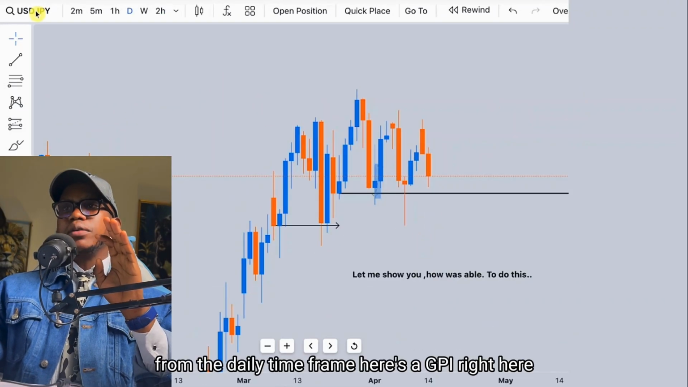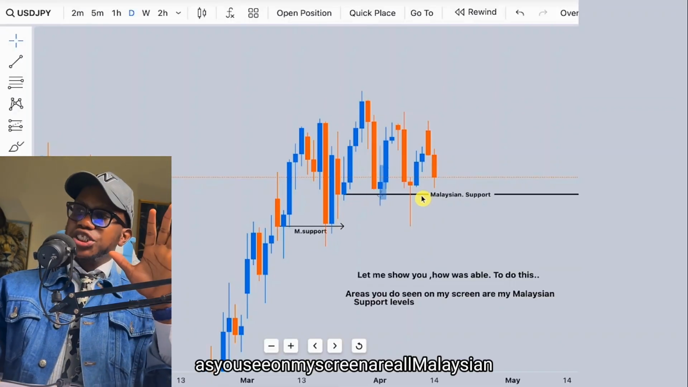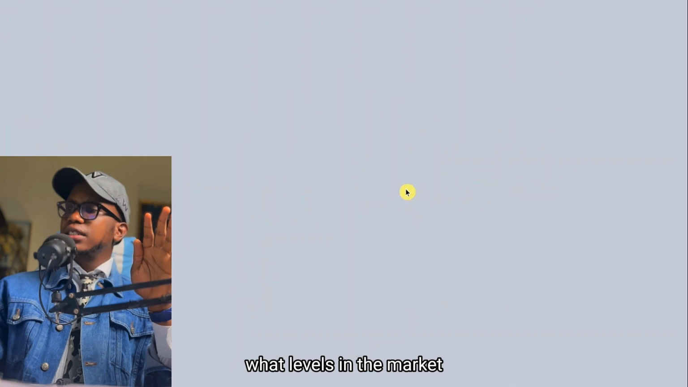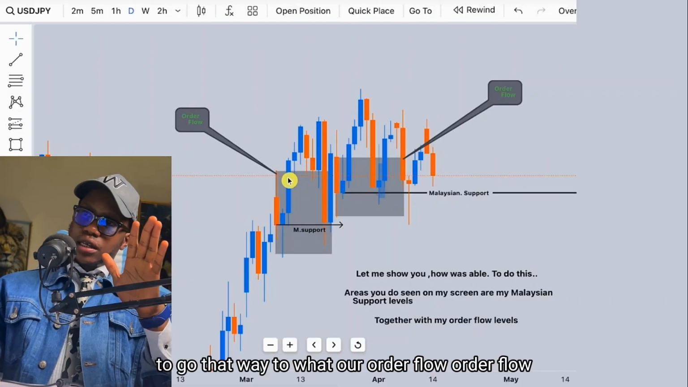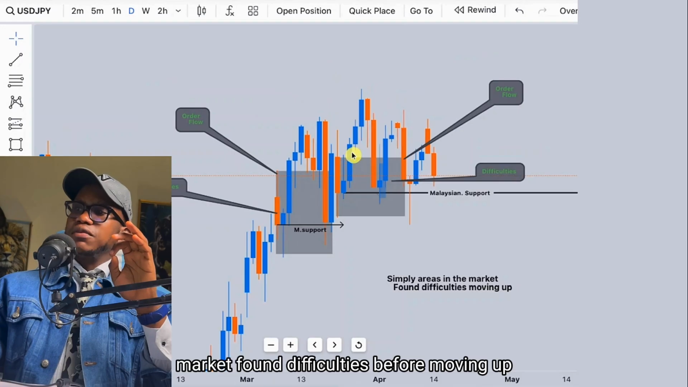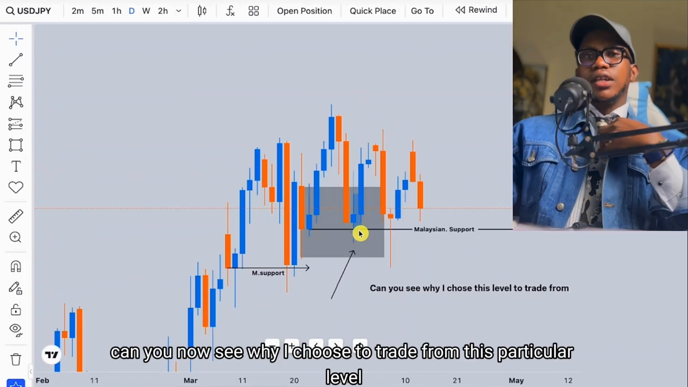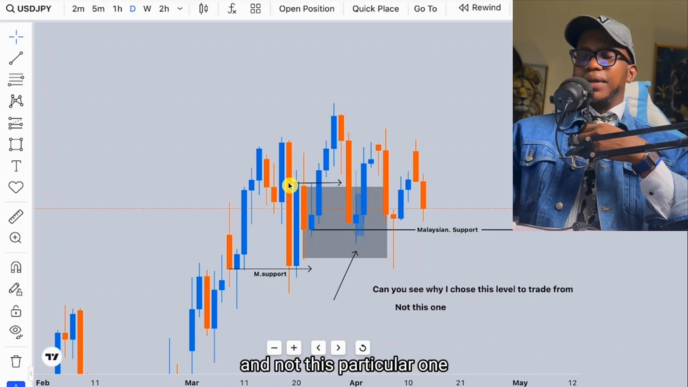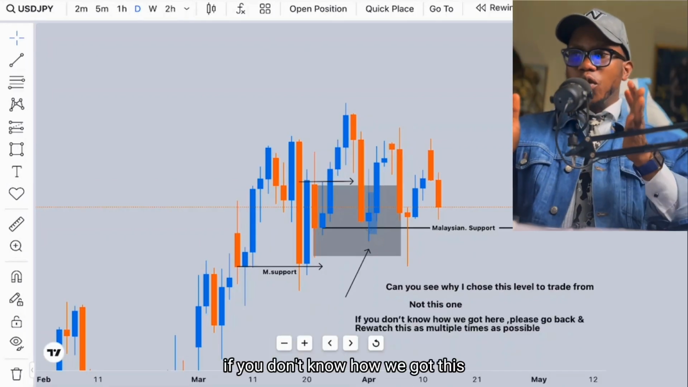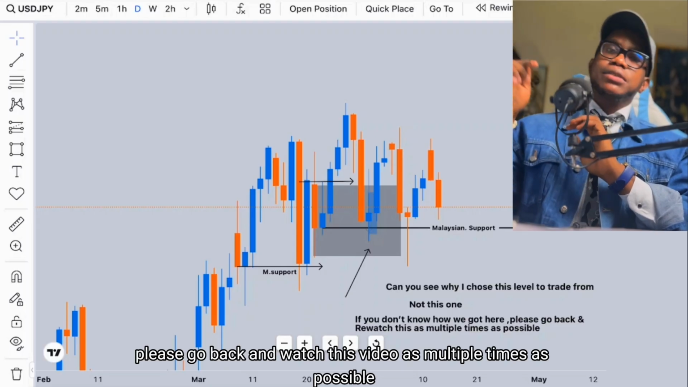From the daily time frame, USD JPY right here. Areas you see on my screen are all MSNR levels in the market, together with our order flow, simply areas in the market that found difficulties before moving up. Can you now see why I chose to trade from this particular level and not this particular one? If you don't know how we got this, please go back and watch this video as many times as possible.